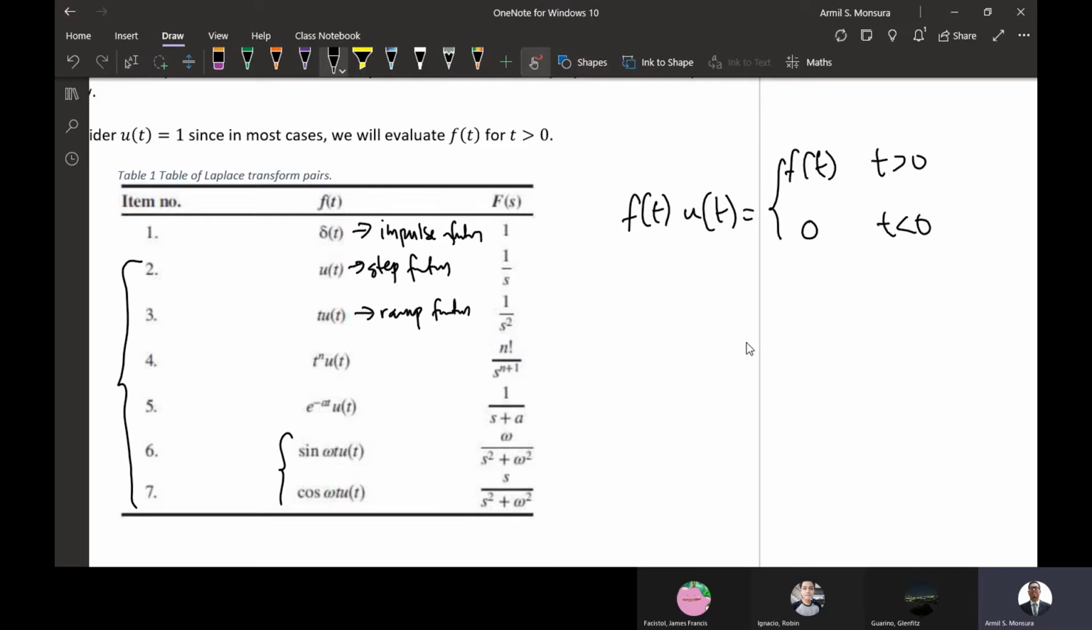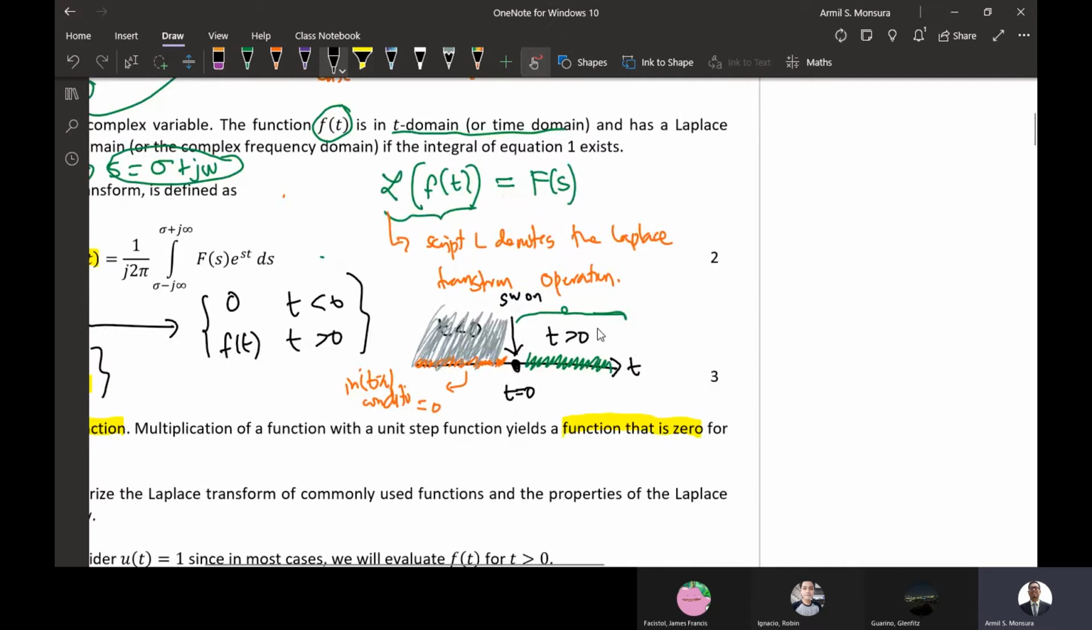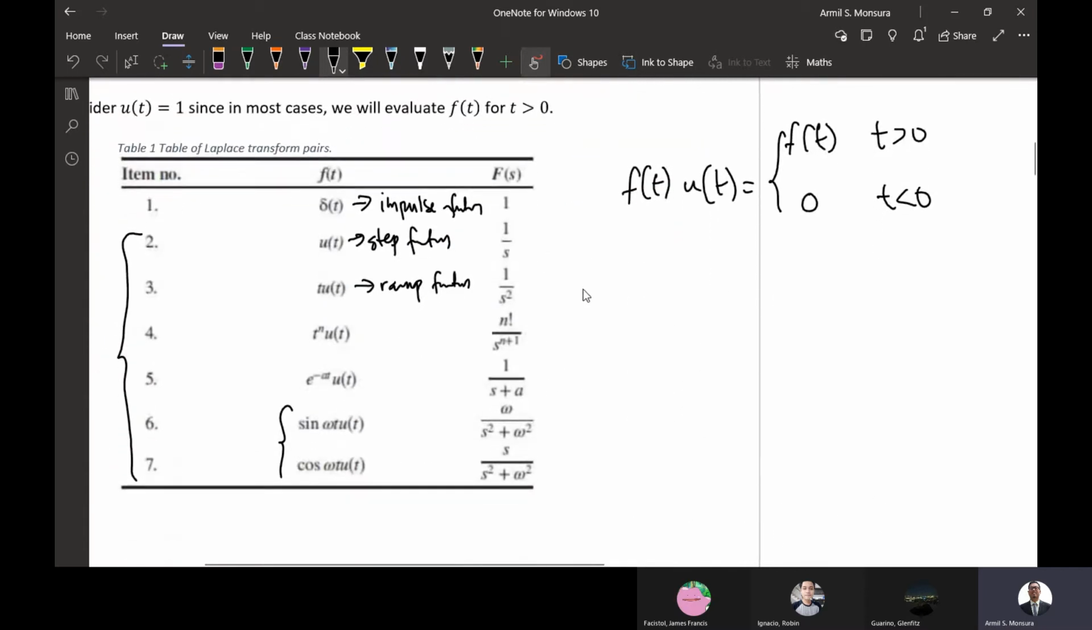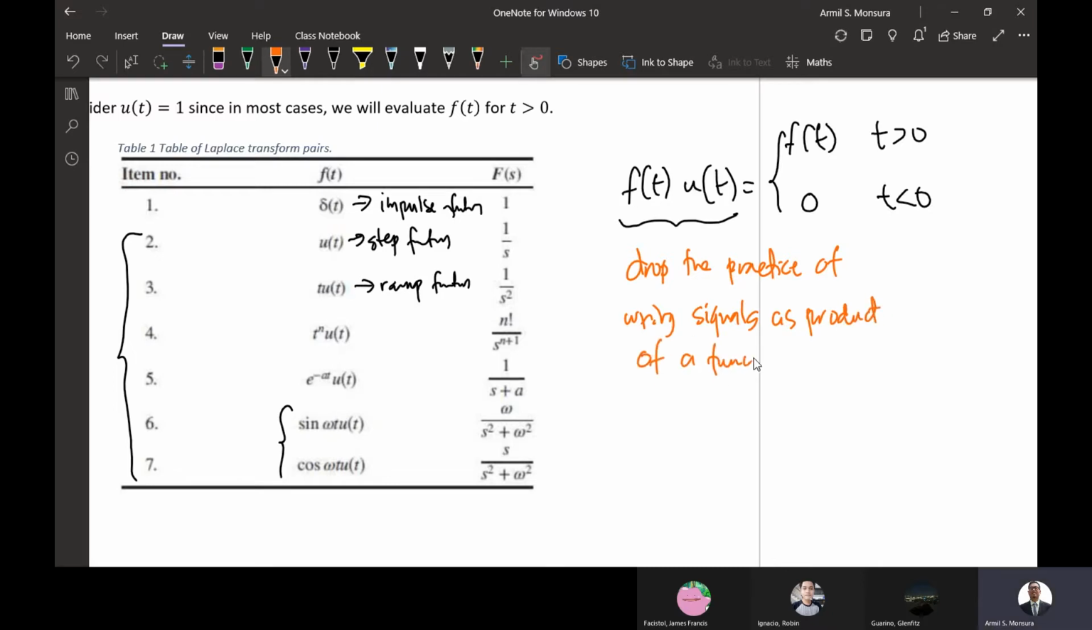But since ang pag-uusapan natin lagi is itong part lang na to ng timeline ninyo, that is when positive t, dahil nga ito lang yung pinag-uusapan natin, we may actually drop the practice of always writing signals as a product of a function and a unit step function.